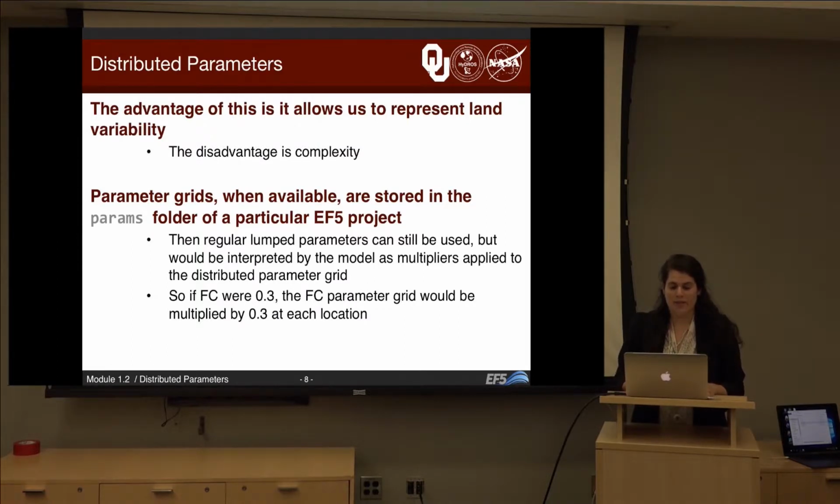Regular lumped parameters can still be used. That's when you have the constant value of a parameter. However, when you add params to it, then it will be interpreted by the model as multipliers applied to the distributed parameter grid. And we'll look at this a little bit later. So for example, we have a parameter called FC. So if that was 0.3, the FC parameter grid would be multiplied by 0.3 at each location.